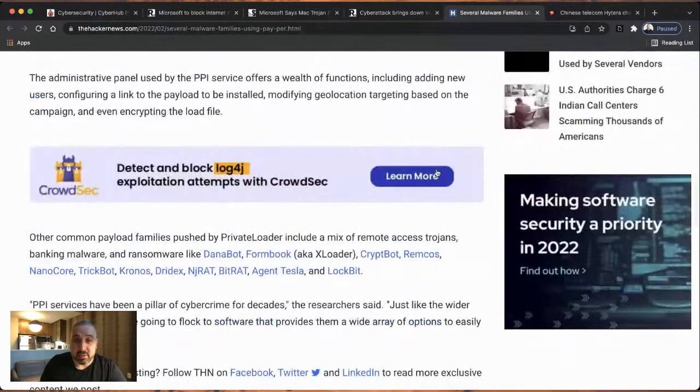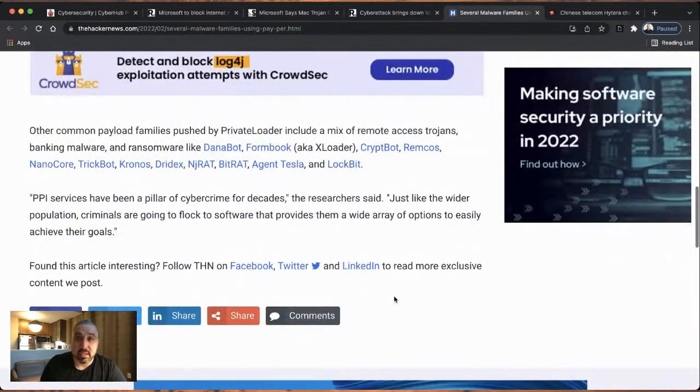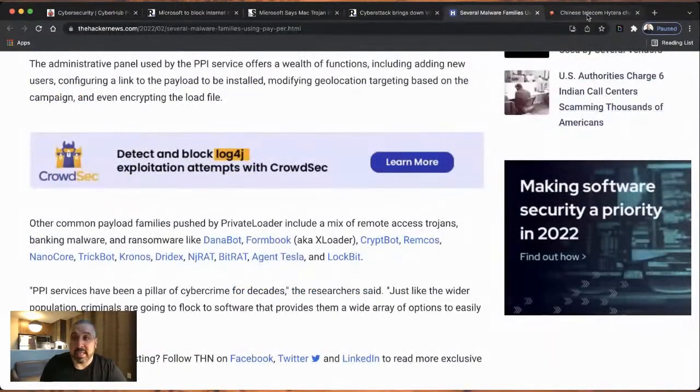There's many other families of payloads that they have pushed previously, like Danabot, Formbook, Xloader, Cryptbot, Arkei, Nanocore, TrickBot, Kronos, Dridex, NJRAT, Bitrat, Agent Tesla, and Lockbit. So keep your eyes out for that.